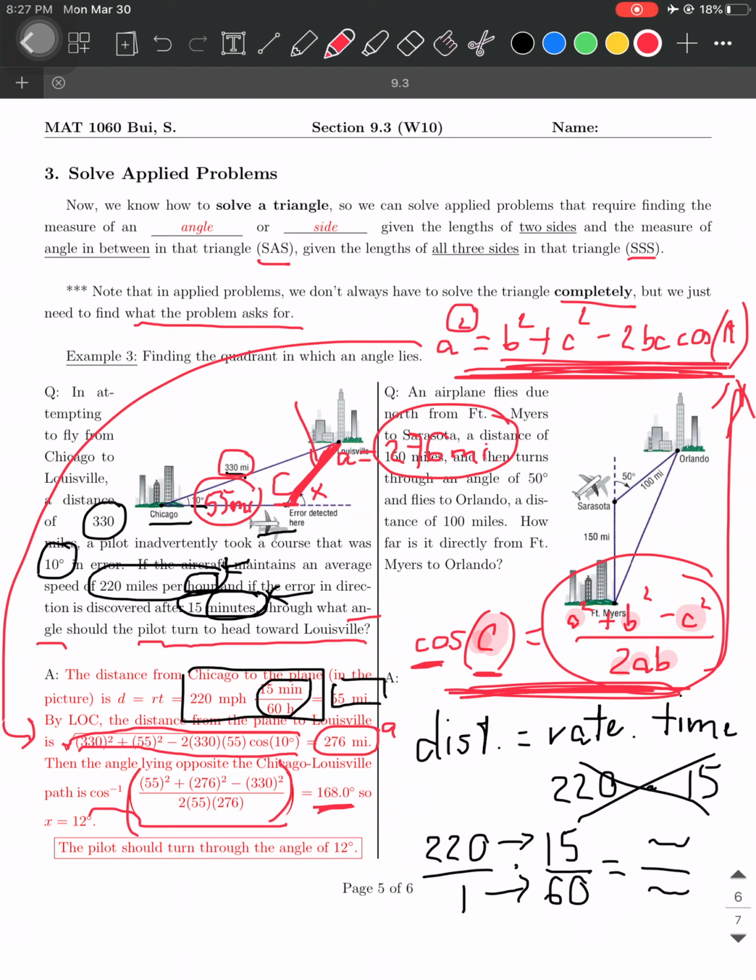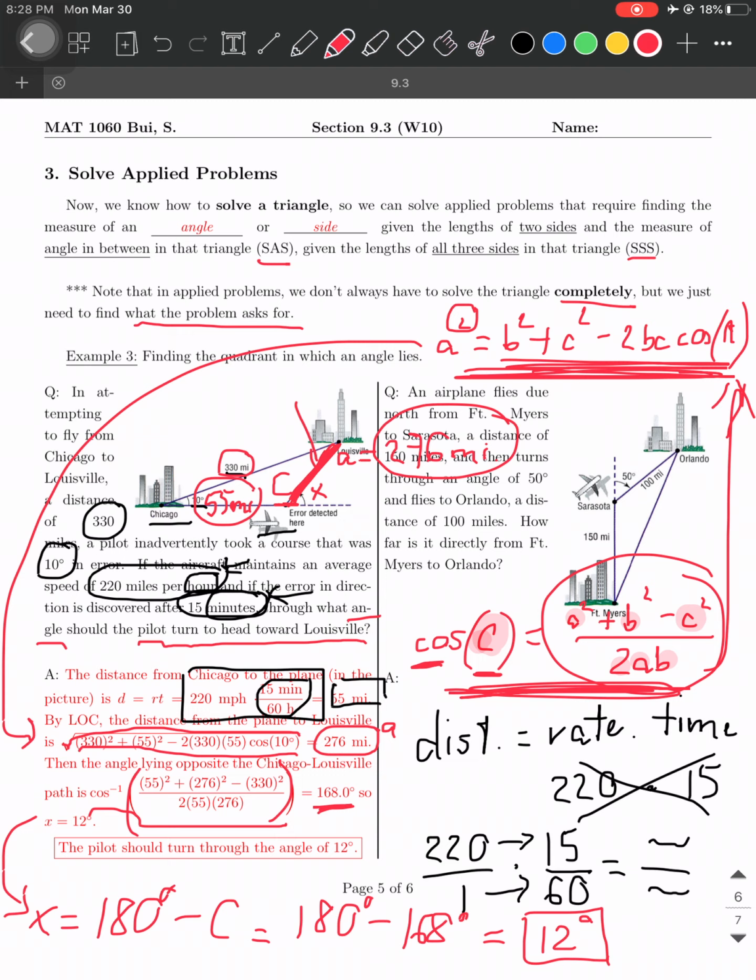Okay? Now that we know angle C, which is 168, and the question is asking us to find x, right? What we can do is that we're going to have x equals 180 minus C. And C in here, we just figured out that C equals 168. So we do the math, we plug into the calculator, and we have 12 as our final answer.